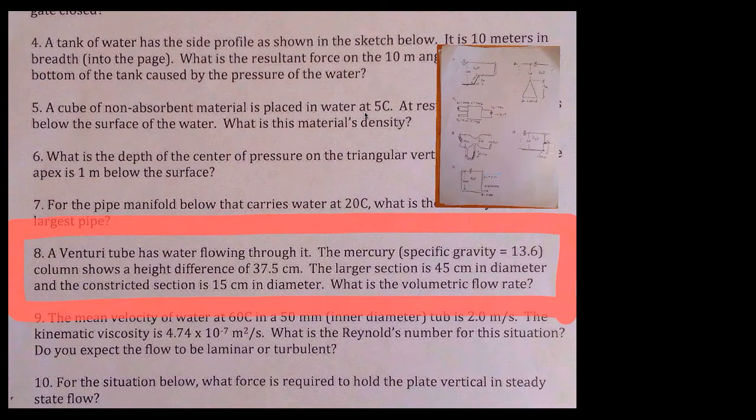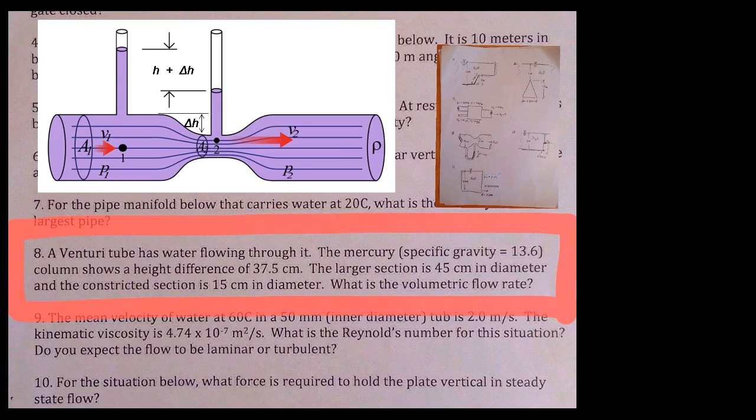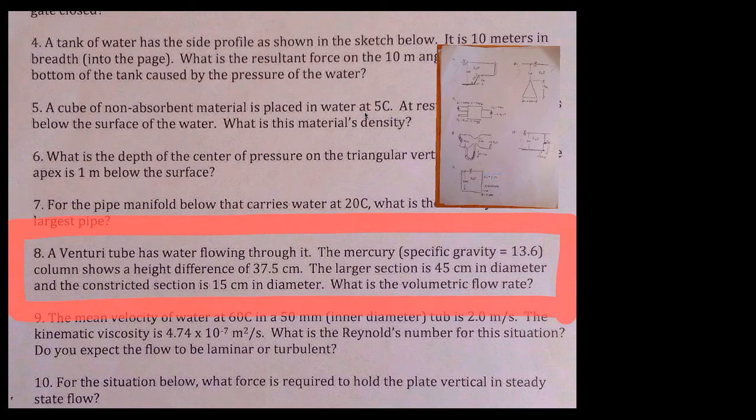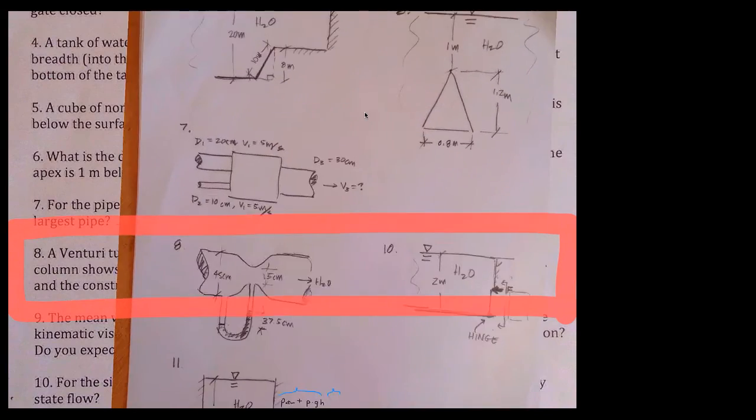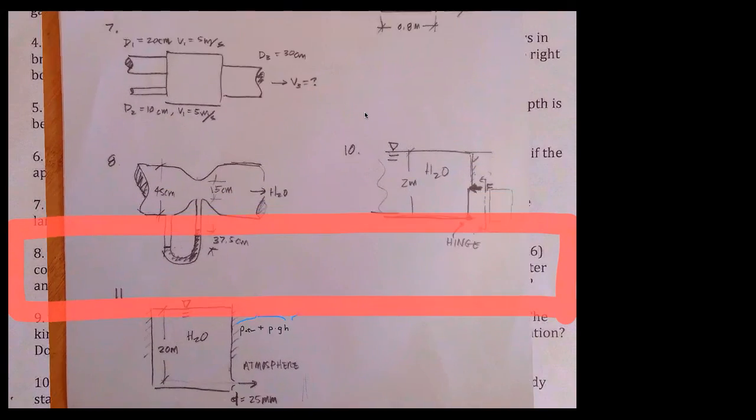Okay, in this one we have a Venturi tube and it has water flowing in it. The Venturi tube in this problem has mercury as the indicator, and it shows a height difference. It gives you the value, and then it also gives you dimensions of the sections of the Venturi tube. So let's go ahead and take a look at the sketch of this situation.